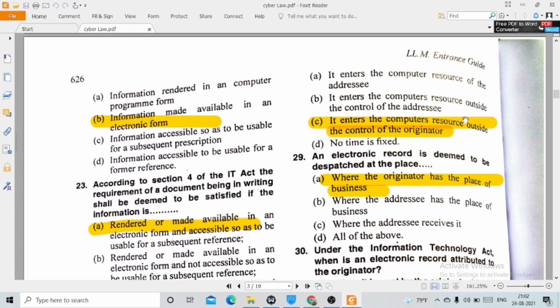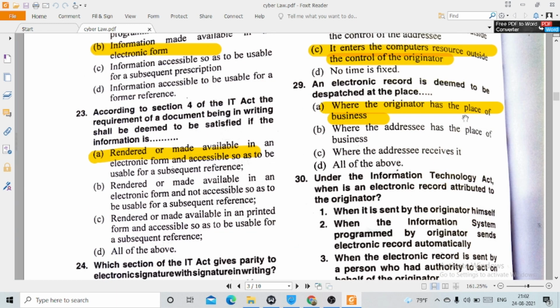Question number 23. According to Section 4 of the IT Act, the requirement of a document being in writing shall be deemed to be satisfied if the information is option number A, rendered or made available in an electronic form and accessible so as to be usable for a subsequent reference.